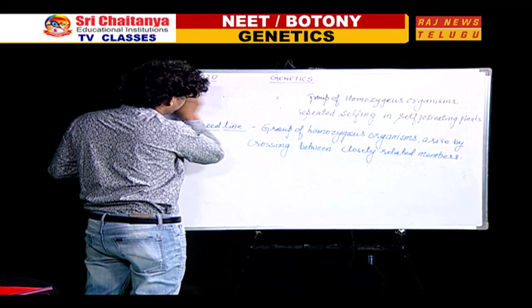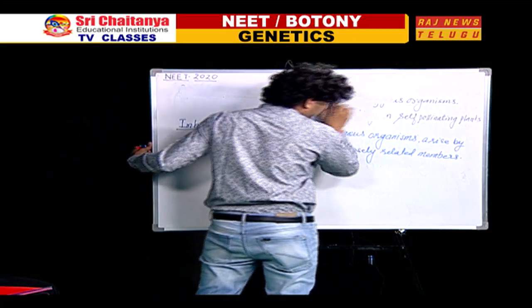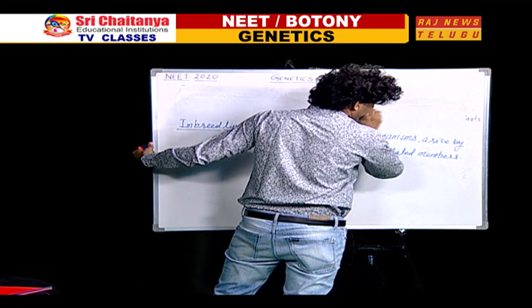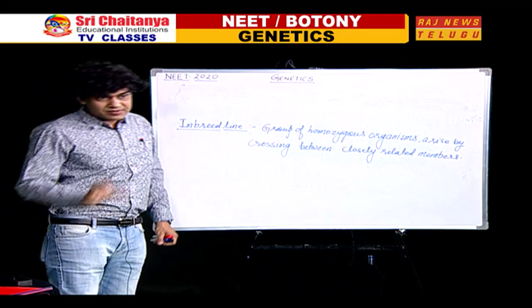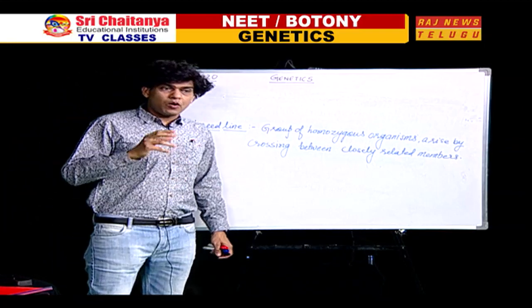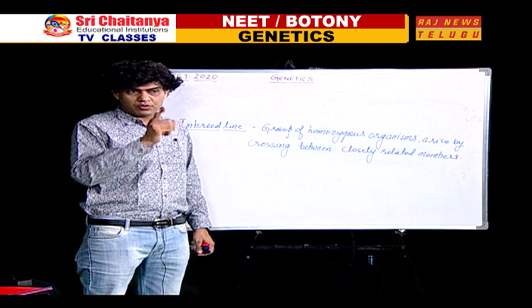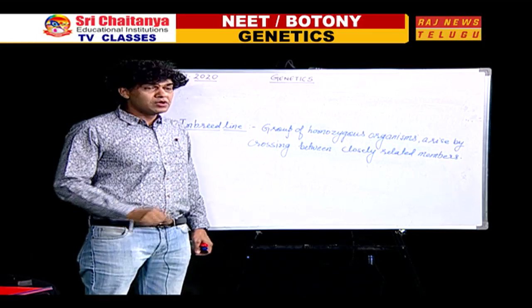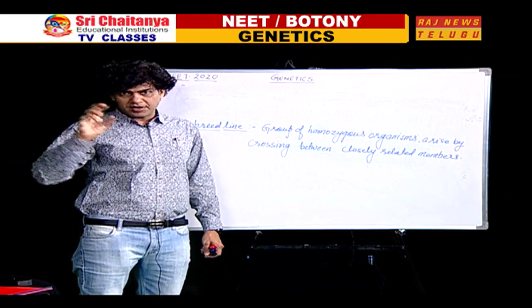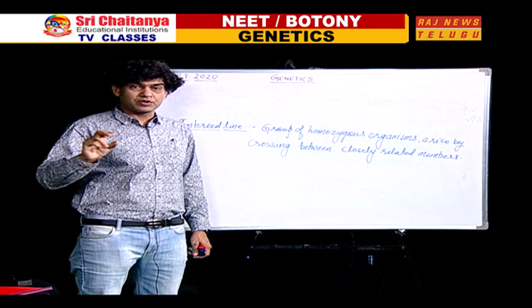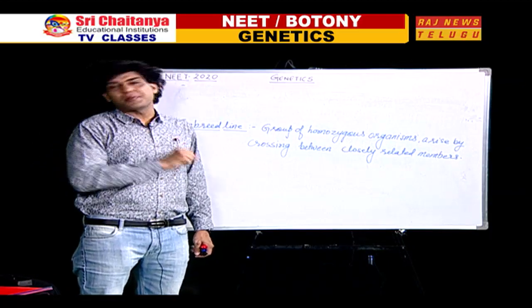The process of production of inbreed line is known as inbreeding. Now you can easily conclude that if we are doing inbreeding, then definitely a group of homozygous organisms arises. It means inbreeding always results in homozygosity. In AIIMS 2015 there was a question I would like to share with you. The question was: inbreeding results into, and the first option was homozygosity and the second option was inbreeding depression.